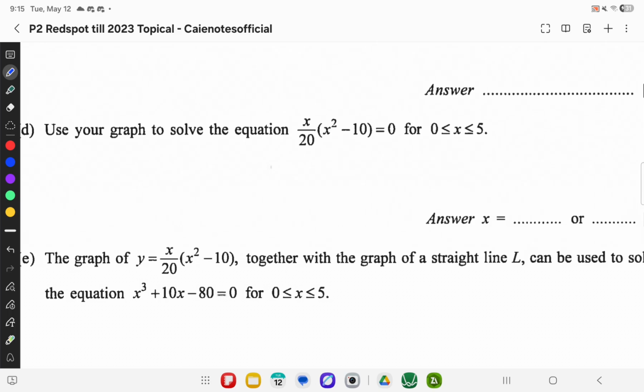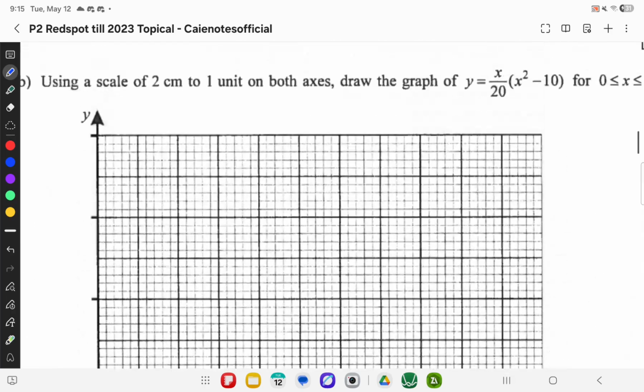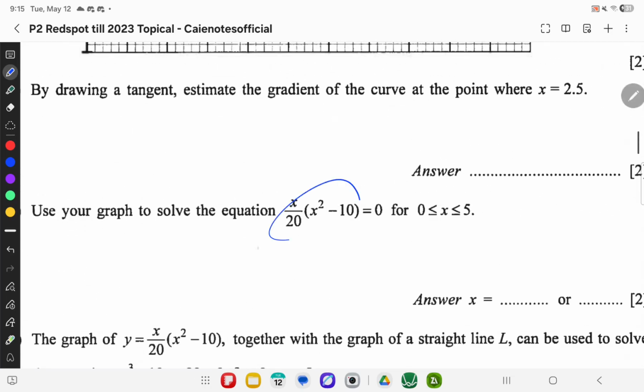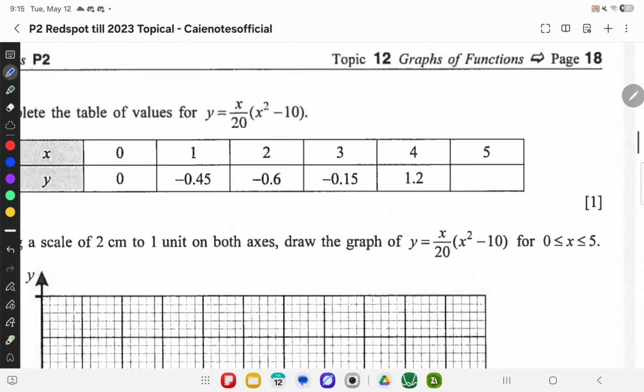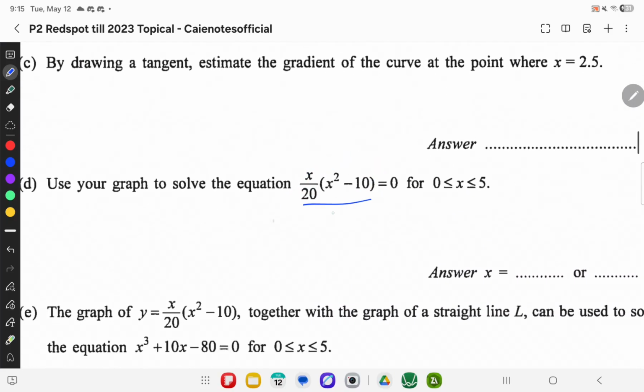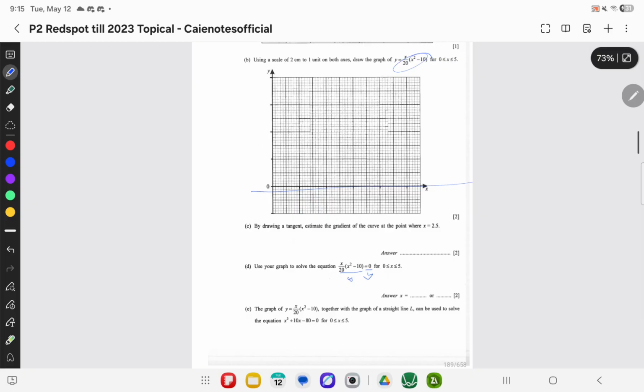I think we need a bit more practice with solving equations using given equations. Now here this is the same. Okay, these two are the same. This is y, this is y, this is already given, so we just need to plot the x intercepts and none.